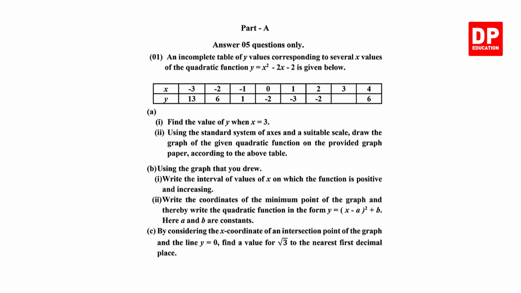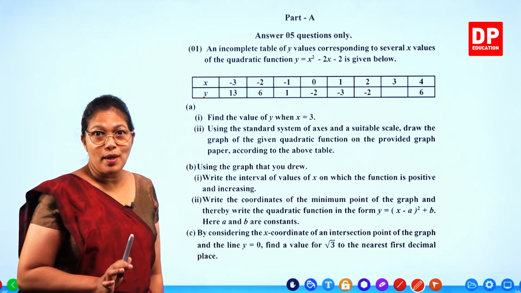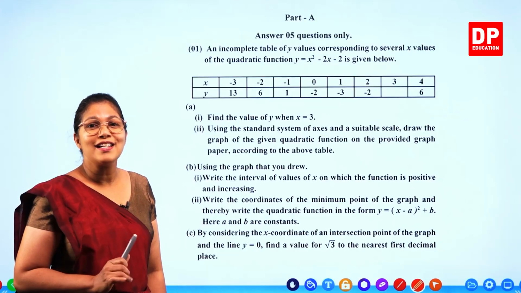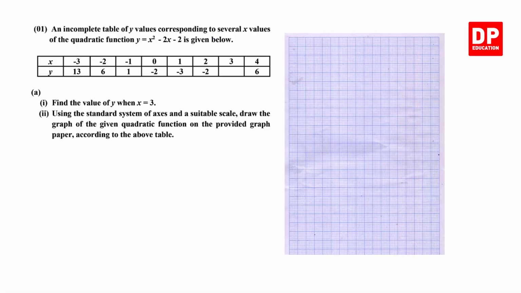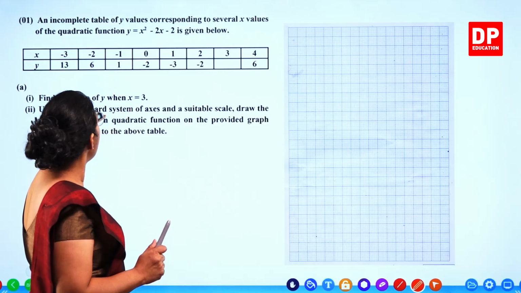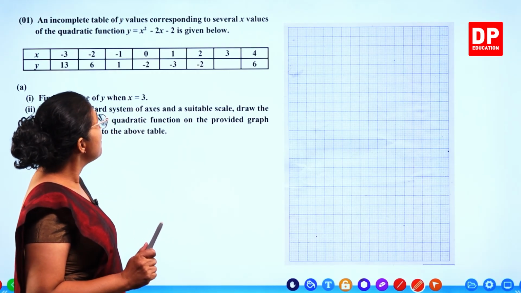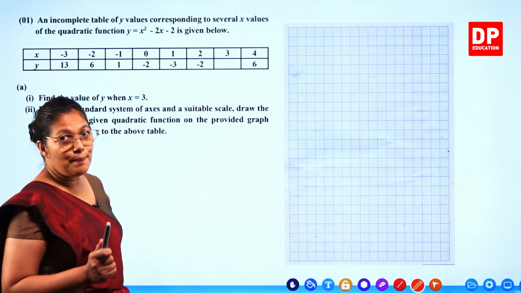Question number 1 is a graph question. So you have to draw the quadratic graph and answer the questions using the graph. So you can ask for graph paper. So let's take the first one. An incomplete table of y values corresponding to several x values of the quadratic function y equals x squared minus 2x minus 2 is given below.